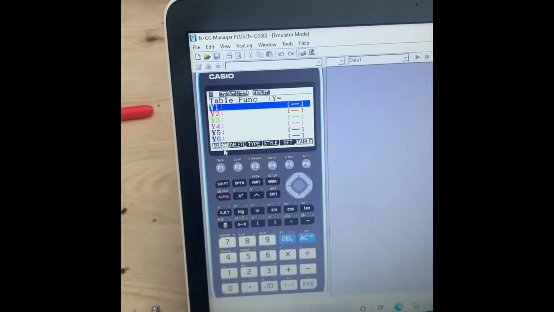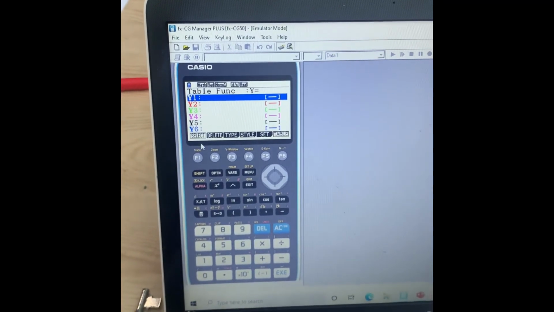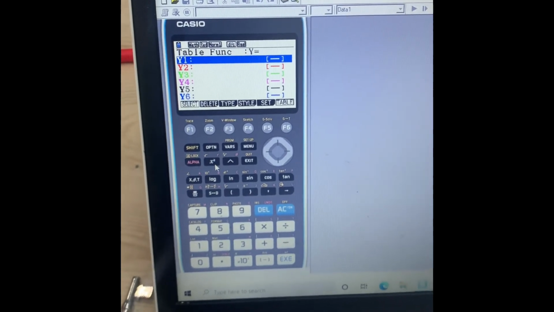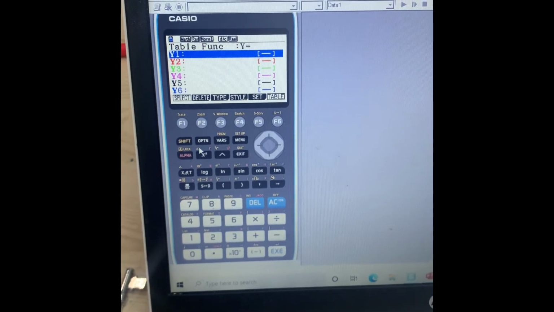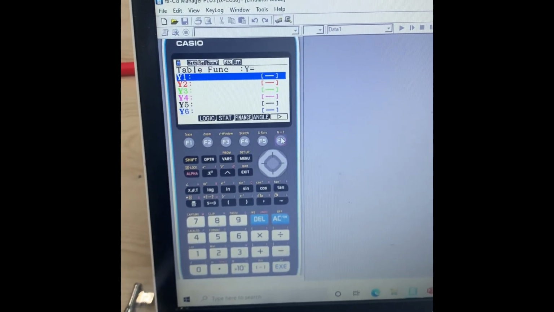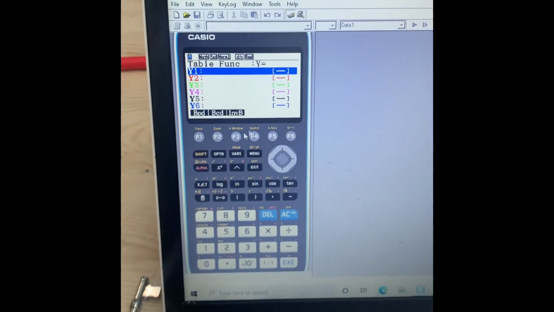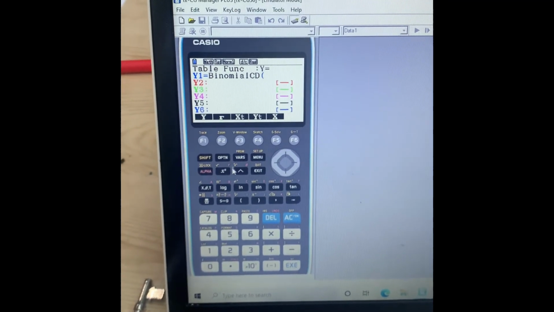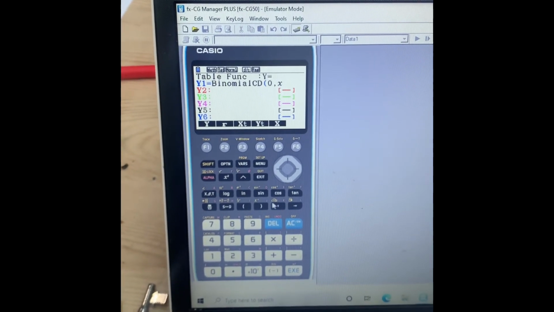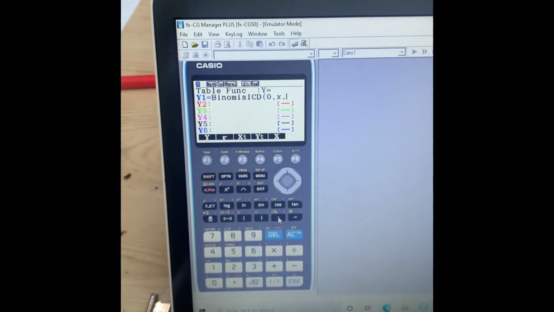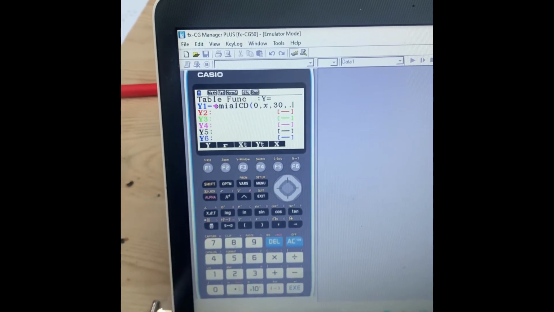Again, we're in table function, and this time we're doing a two-tailed test. Now, the two-tailed test, we're going to do them both at the same time. So the first one I'm going to do is less than. So again, option, arrow, stat, distribution, and binomial. So to do my less than, I'm finding my upper limit. So I've got 0, X, the thing that I'm wanting to find. My value of n is 30, and my probability of a success is 0.3.